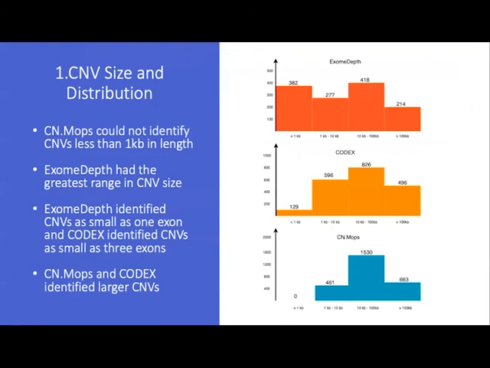The main takeaways of my analysis of CNV size and distribution were that the tool CN.MOPS was unable to identify CNVs less than 1 kilobase in length, that ExomeDepth had the greatest range in CNV size, that ExomeDepth identified CNVs as small as 1 exon, and that CODEX was able to identify CNVs as small as 3 exons, and that on average, CN.MOPS and CODEX identified larger CNVs than ExomeDepth.